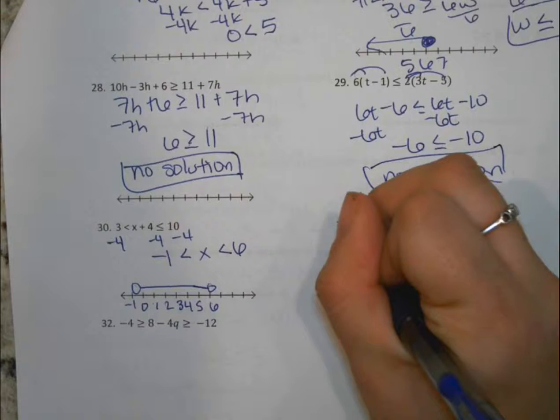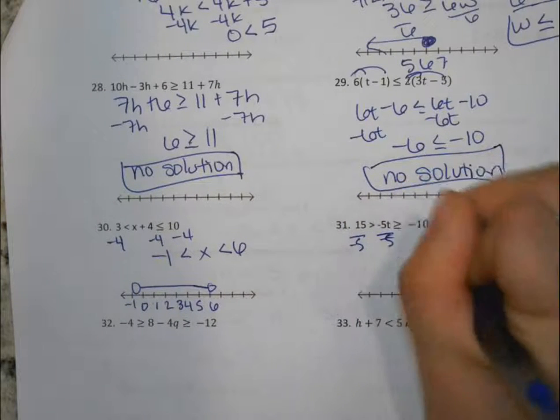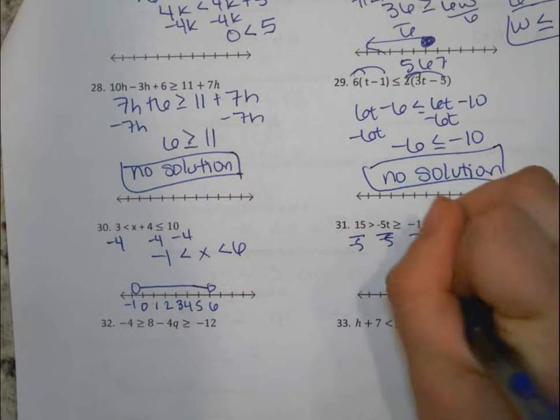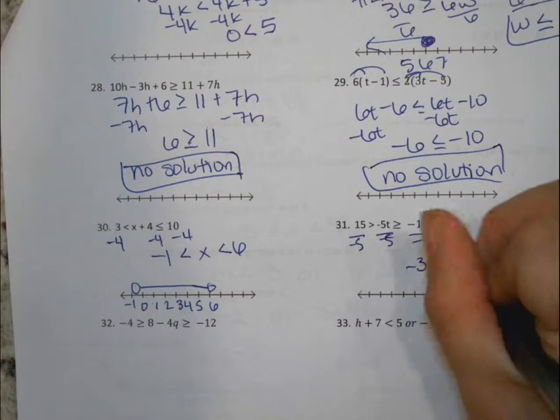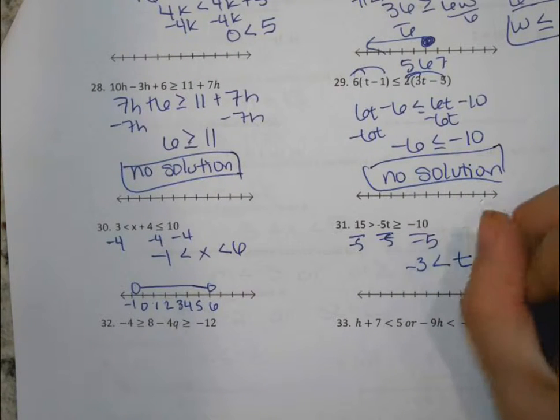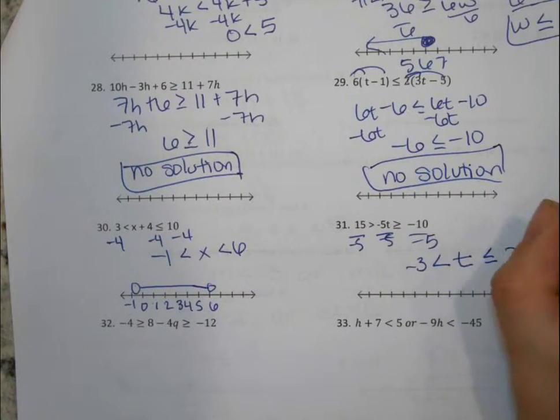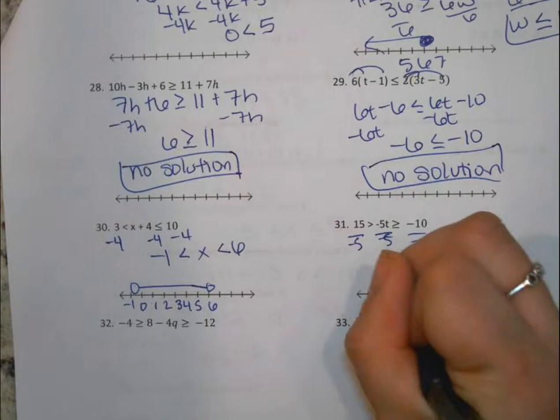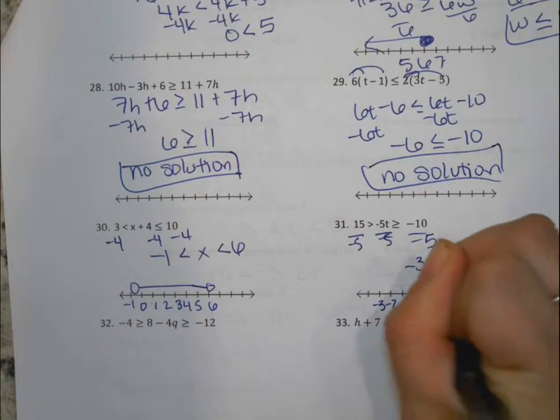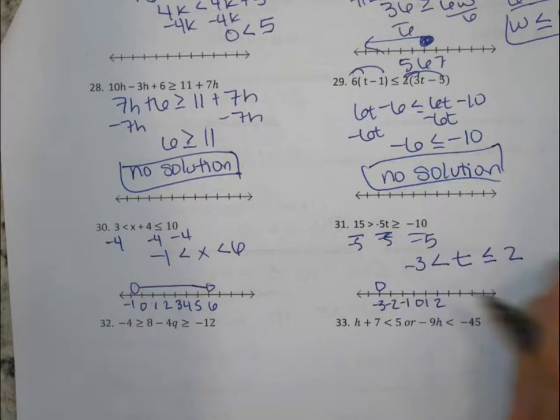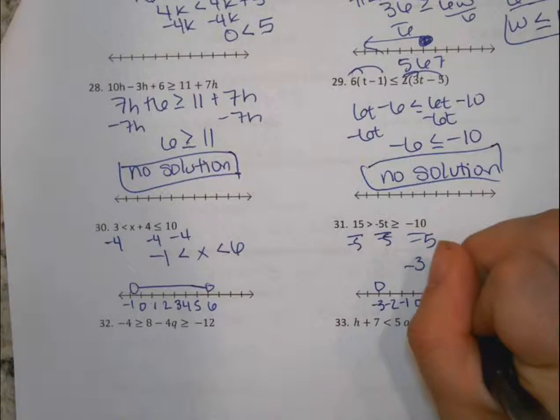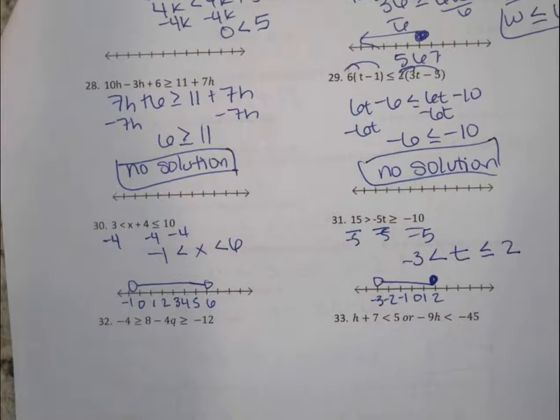Number 31, I want to divide by negative 5 on all three pieces. Turns into negative 3. Sign flips, so it turns into less than. t less than or equal to 2. I number my number line. Open circle on the 3, solid circle on the 2. And then because t is in the middle, I connect them.